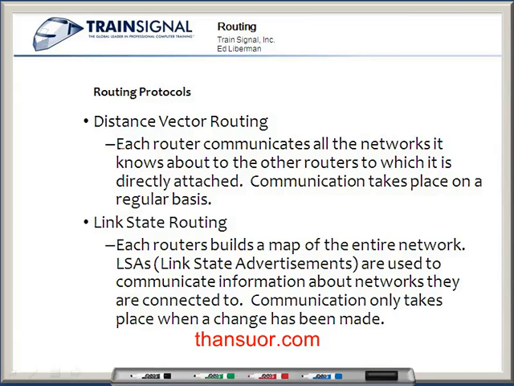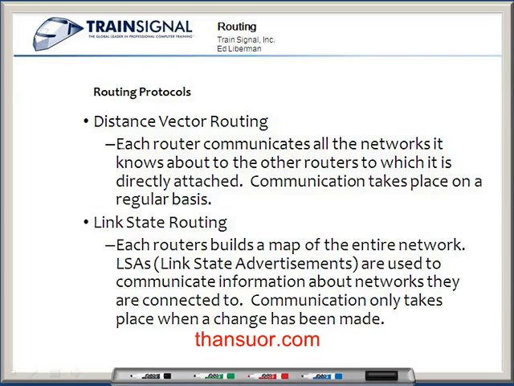Link state routing, what happens here is that each of the routers builds a map of the entire network. Okay, so it's not really just a literal, okay, I'm connected to this guy, I'm connected to that guy. It builds a map of the whole network. And LSAs, which stand for link state advertisements, are used to communicate information about the networks that they are connected to. But here's the thing.